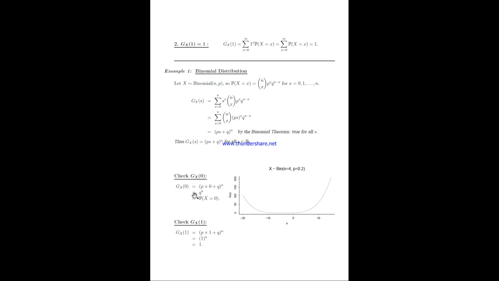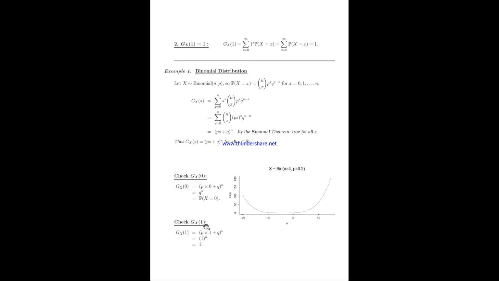Now you can check the values of the probability generating function. When s is equal to 0, we can substitute 0 here, that is p into 0 plus q to power n. The p term becomes 0, so you have q to power n. Q to power n means all the trials are failures, that you have 0 successes. In other words, you have the probability where x equals 0.